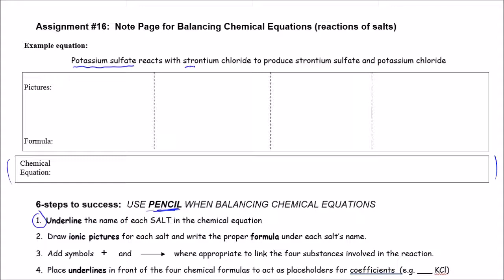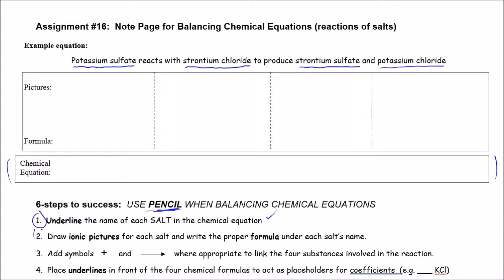The second name of salt is strontium chloride. The third is strontium sulfate. And the last is potassium chloride. So I've done number 1. There are 4 salts in the equation.